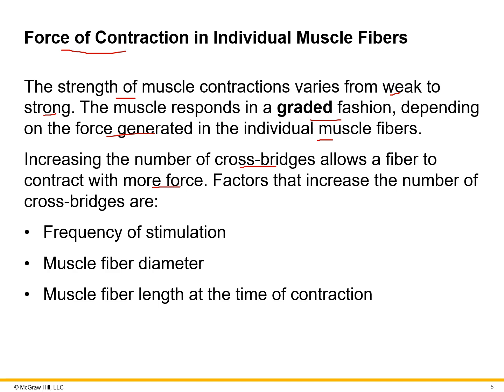We can increase the number of cross bridges by increasing the frequency, the diameter of the muscle fiber, and also the length of the muscle fiber. All three of these things can increase the number of cross bridges. Again, how much they're stimulated: the motor neuron constantly sending out acetylcholine, the thickness of the muscle fiber, and the length of time of the contraction, so how long it's contracting. All of those increase the cross bridges.